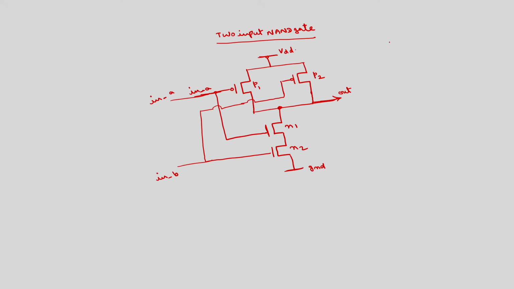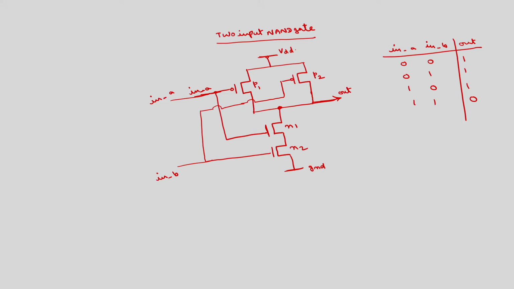So, for the NAND gate, the operation is, if you have in A, in B and output: 0 0, 0 into 0 bar should be 1, 0 1 also 1, 1 0 also 1, 1 1 is 0. If any one of the inputs is at 0, output will be 1.